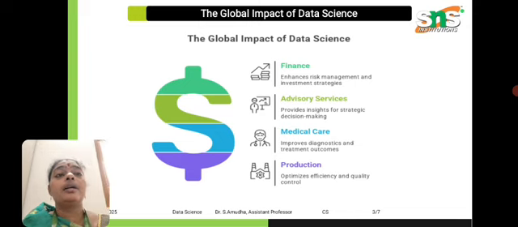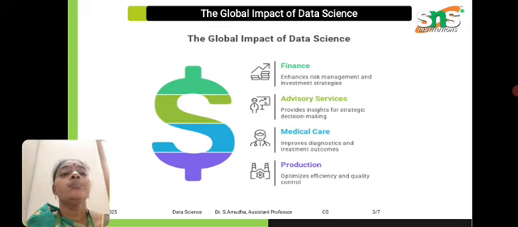Next is the global impact of data science. The first one is finance: risk management and investment strategies. In the finance sector, they use big data science, for example, ATM transaction log files and NEFT transfer log files, which are bank files. These are used for financial transaction analysis and advisory services.